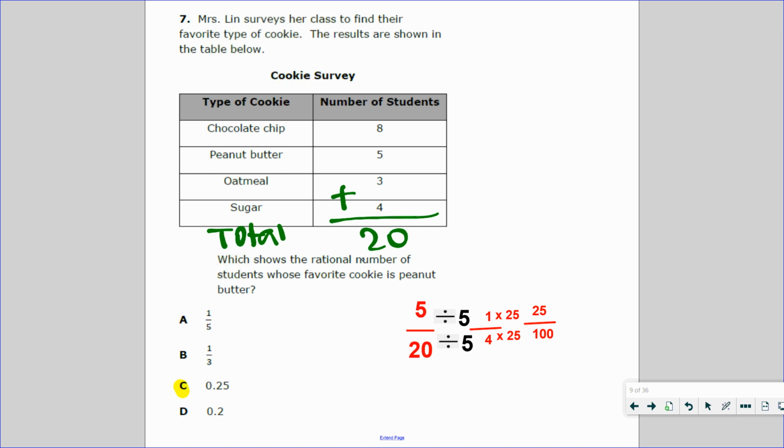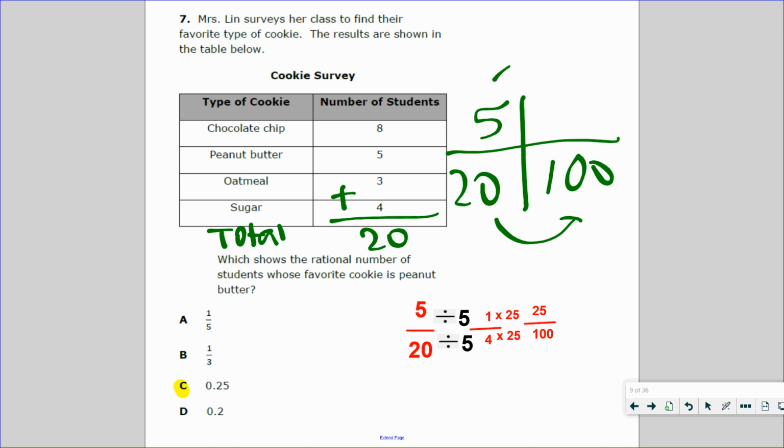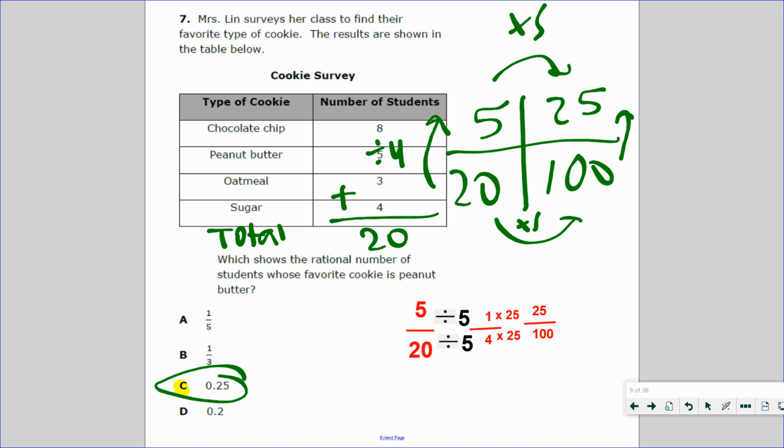So what shows the rational number of students whose favorite cookie is peanut butter? So how many would like peanut butter? 5 students like peanut butter out of 20 students. So what percent is that? I could do a side-to-side relationship of times 5. I get 20. Oh, how embarrassing. 5 times 5 is 25 hundredths. Or I could do an up and down relationship, divide by 4, 100 divided by 4 is 25 hundredths. So C is the answer. 25% of students like peanut butter.